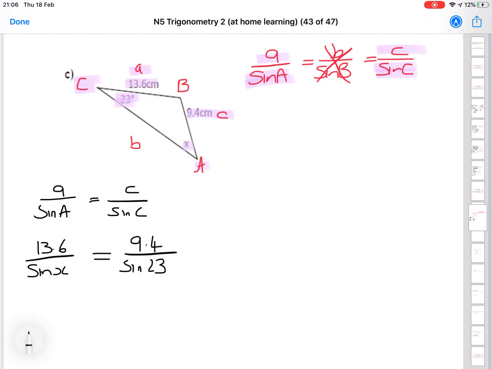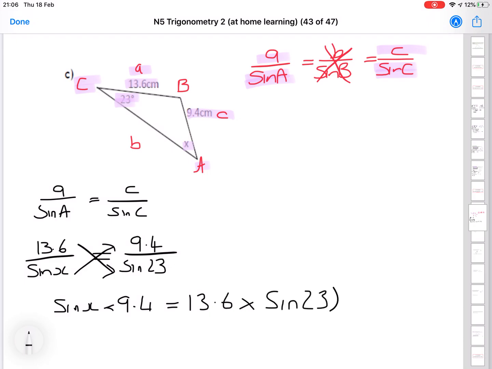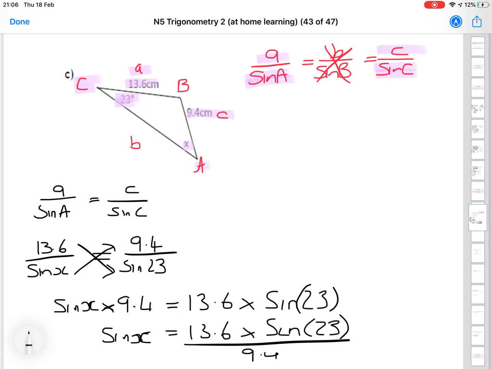And then your working is exactly the same as we did in the last example. So we're cross multiplying, starting with the unknown value. So sine x times 9.4 is going to be equal to 13.6 times sine 23. So to solve for sine x, we've multiplied by 9.4 in the previous line, so we're going to divide by 9.4. So it'll be 13.6 times sine 23 divided by 9.4.